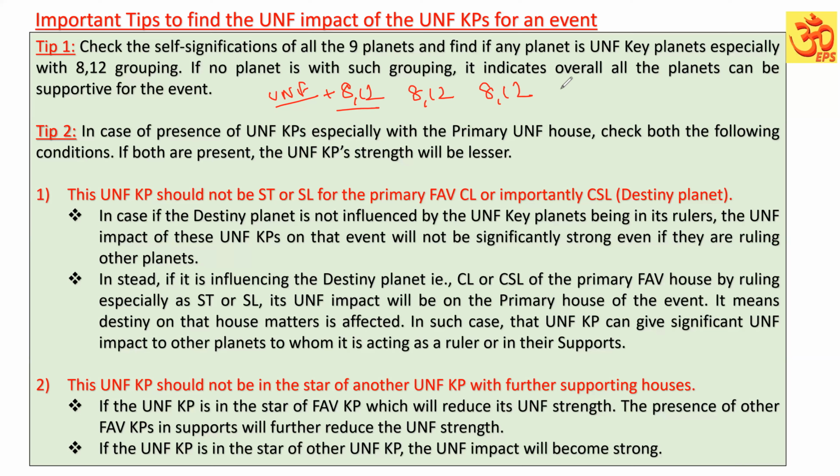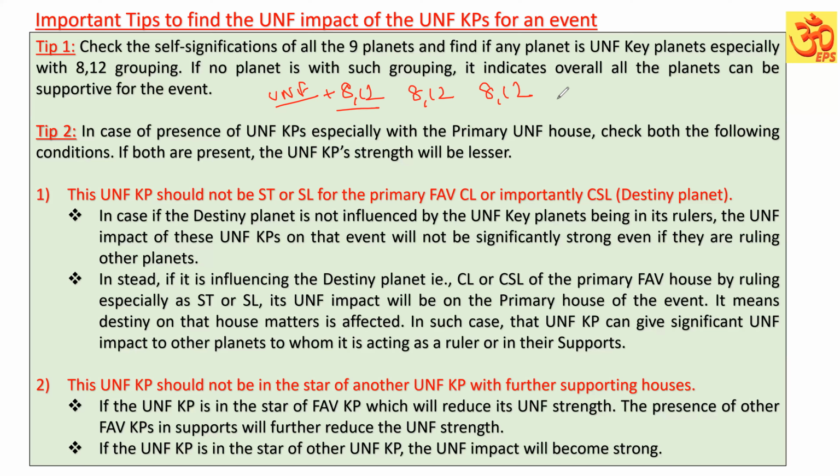In some cases you can find there is only one planet as an 8 and 12 significator, with the favorable grouping also there, so that will not be strongly unfavorable in self-signification itself. But sometimes there will not be any planet having that 8 and 12 self-signification. In such cases, overall, all the planets can be supportive for the event and of course for the Lagna.